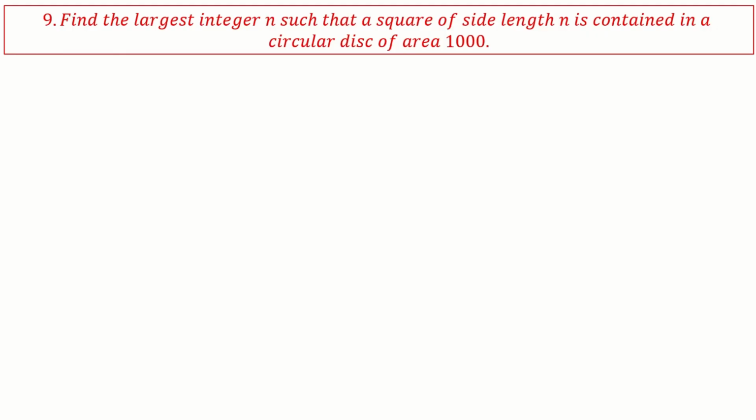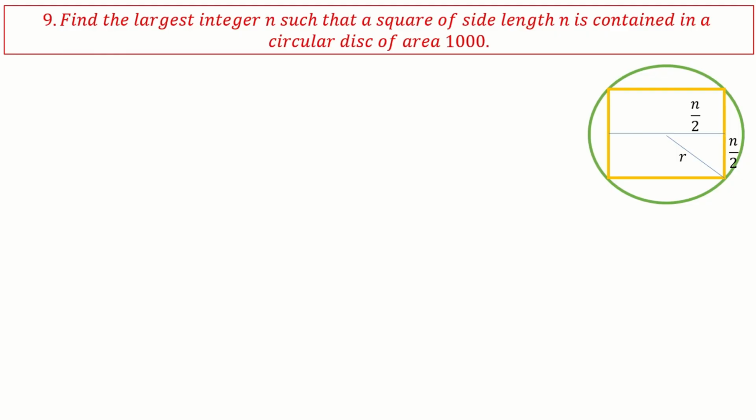Find the largest integer n such that a square of side length n is contained in a circular disk of area 1000. Okay, so for this one, definitely should draw the picture first to understand. There is a disk, there is a square, correct? So draw a disk, there is a square. Square side is n.